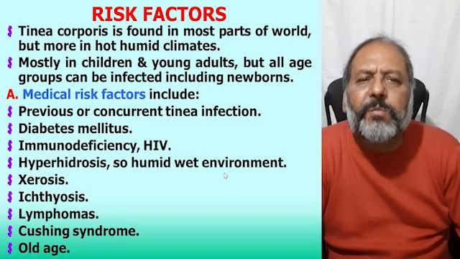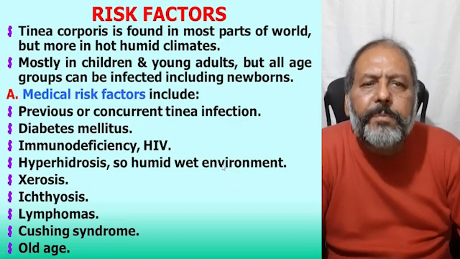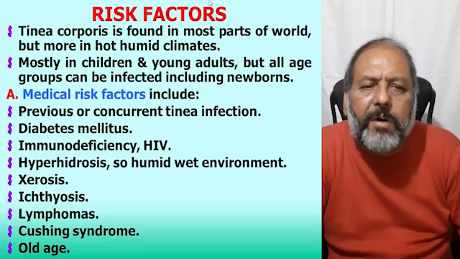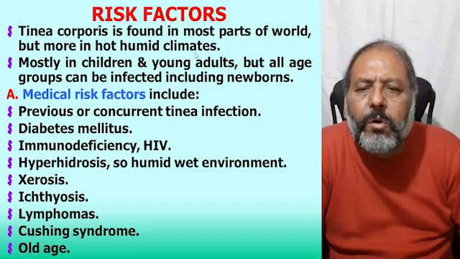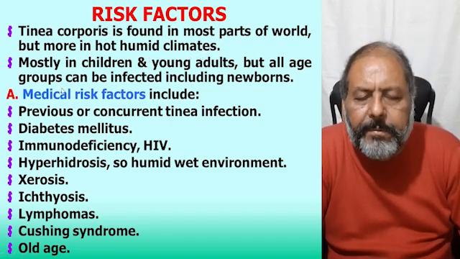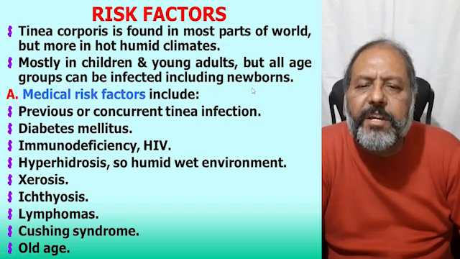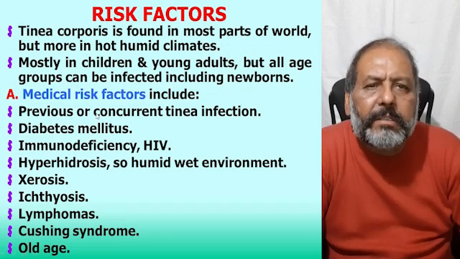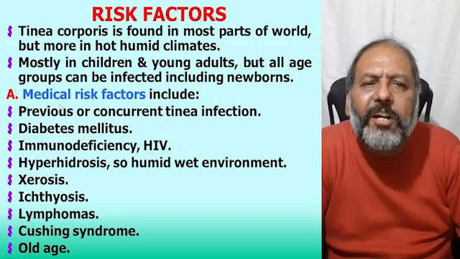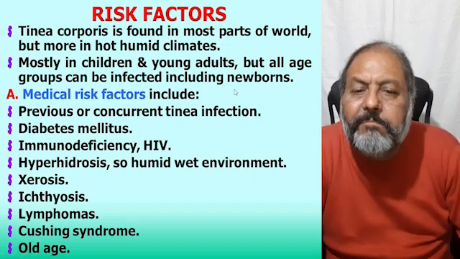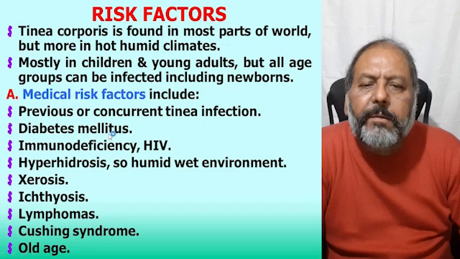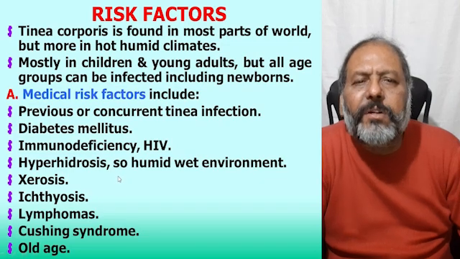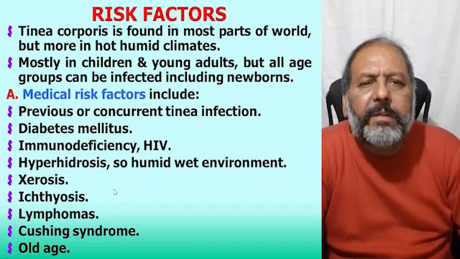Now, there are certain risk factors in which this disease is more prone to cause problems in different persons. Tinea corporis is found in most parts of the world, but more in hot, humid climates, subtropics and tropics, mostly seen in children and young adults, but all age groups can be infected, including the newborn. So there are certain risk factors. Number one is medical risk factors. These include previous or concurrent tinea infection, diabetes mellitus, and immunodeficiency, seen in patients with AIDS and HIV.